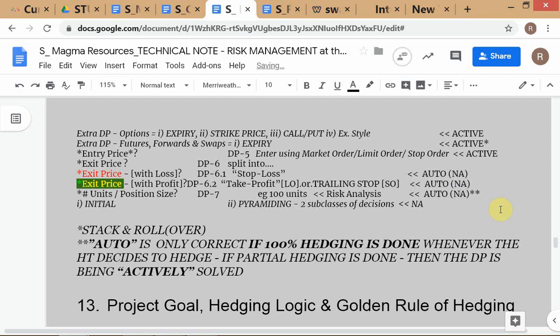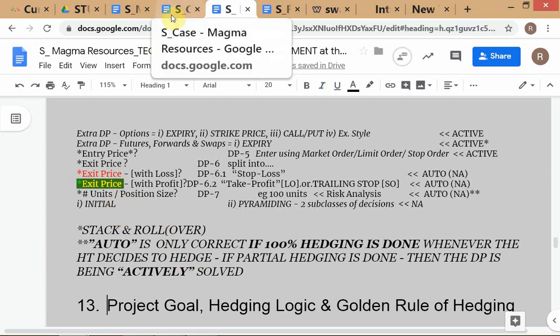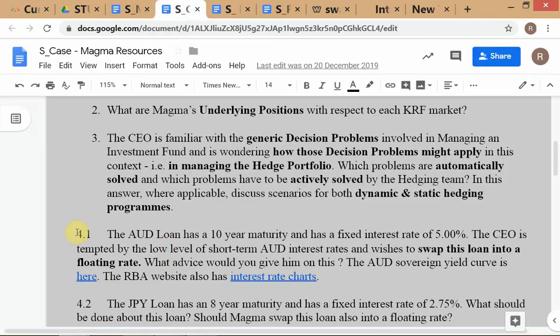And initial position, that we have already discussed. When we talk about these solution methods, automatic or active, we are referring to the initial decision. So that's already covered as above. So that finishes our discussion of question number 3 in the case. Question number 3 is the decision problems and a discussion of the decision problems to get an understanding of how.